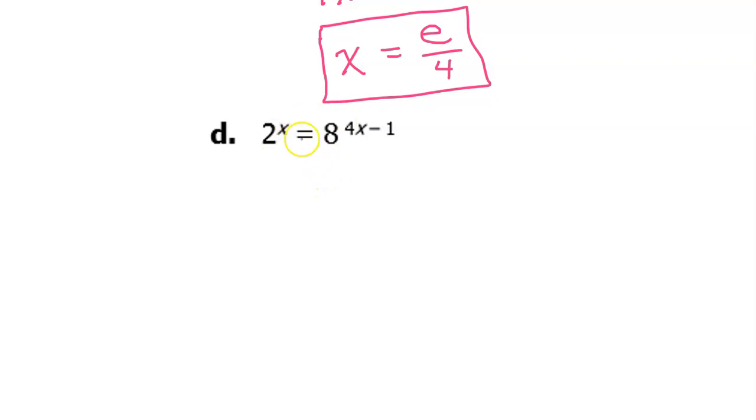Okay, so there are many ways to solve this problem, but I think that the simplest way is to recognize that both of these can be written with the same base, base 2. So the left side, we already have a base 2, so I'm just going to leave it like it is, 2 to the x power. But this 8 could be written as 2 to the third power. So I'm going to rewrite it that way so they have the same base.